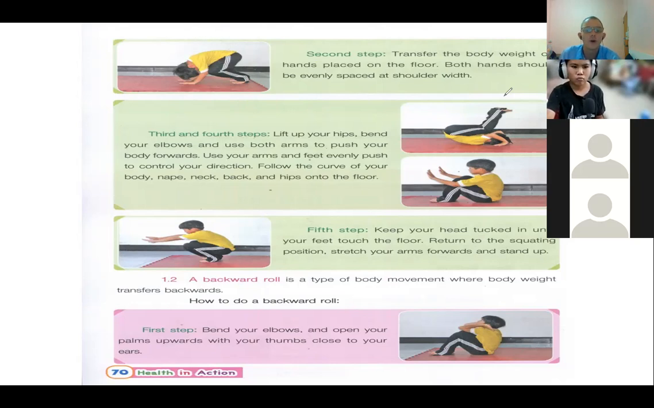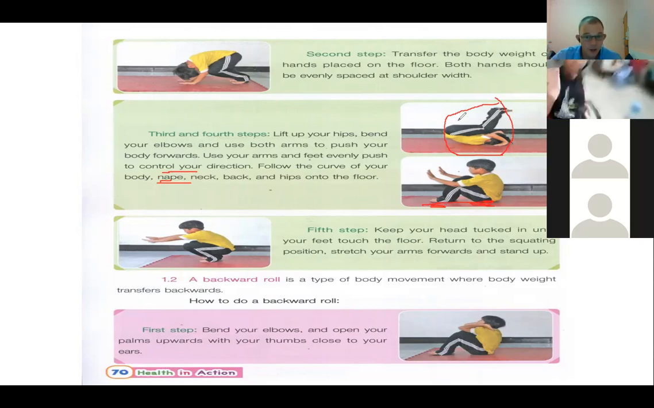Follow the curve of your body, neck, what's this one? Neck, back, and hips onto the floor. This word is not a good word to use. So when you roll, you put your hands in front and you push forward and your body will roll. You see, so here you are rolling forward and then your bum hits the ground here, where your bum hits the ground and your feet hit the ground. Then you finish the roll. Then we have to stand up.